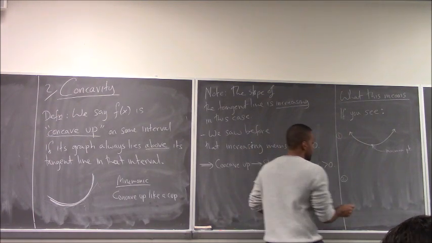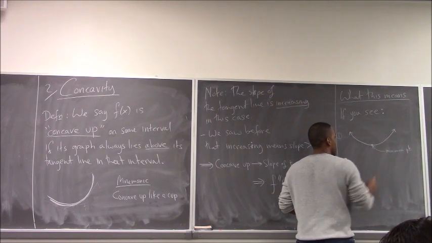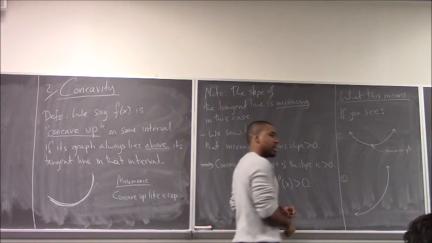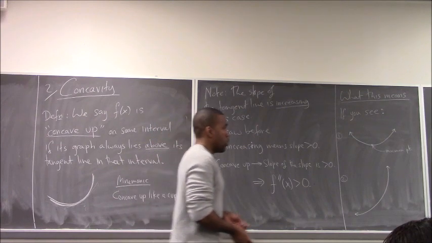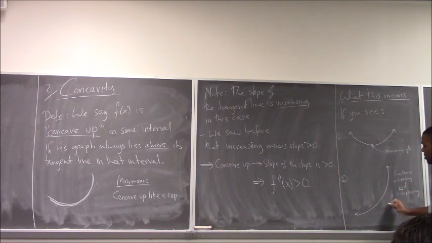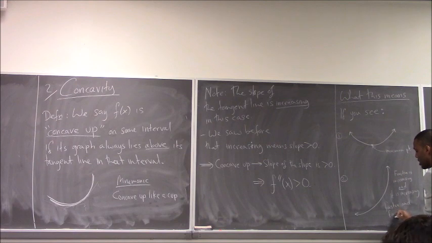Another thing you can notice is, what if it's not just like a cup where you can imagine that water can be held in it? What if it's going like this? Kind of like how the graph of e to the x looks. What that would mean is that the function is increasing, and it is increasing faster and faster, meaning that the rate of increasing is itself increasing.